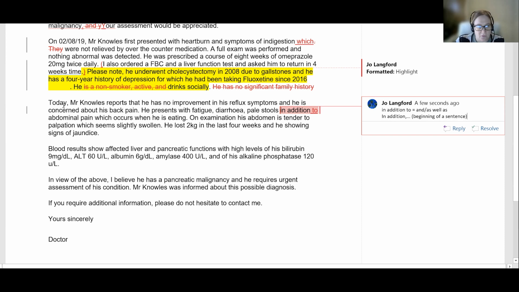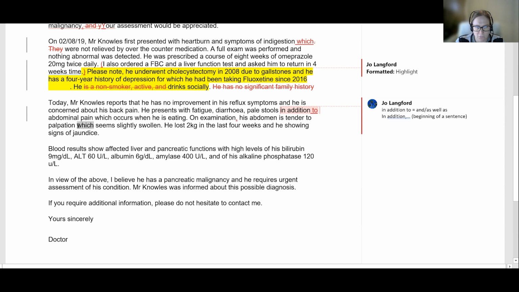Okay, so let's read that through. Today, he has no improvement in his reflexes and he is concerned about back pain in addition to abdominal pain. Okay, on examination, comma, his abdomen is tender to palpation, which seems slightly swollen.